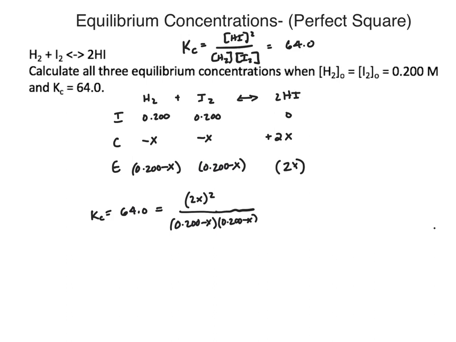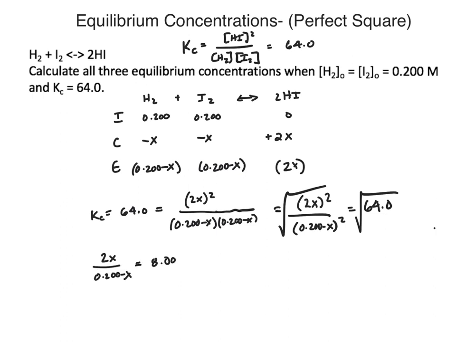Okay, so another way to look at this setup here, especially the bottom, is as the following. Notice we have something squared on the top as well as something squared on the bottom. So basically what that means is I can simplify this by taking the square root of both sides of this problem, and what that's going to give us is the following. Now, if we go ahead and distribute, cross multiply, and solve for x, it's going to end up equaling 0.160 molar. Okay, so this is our x value.